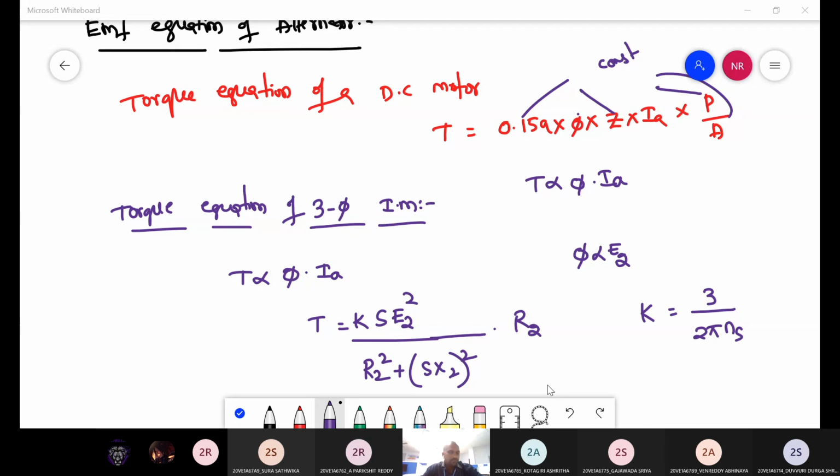Like only this torque equation of three-phase induction motor and the one before, only these are the most important, sir. So here I am talking about the derivations, the derivations in all the units. In the second unit we have some derivations.